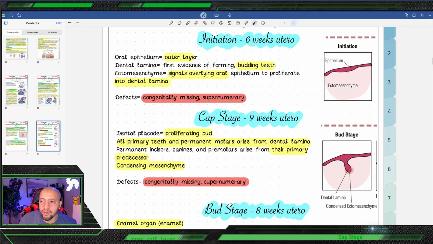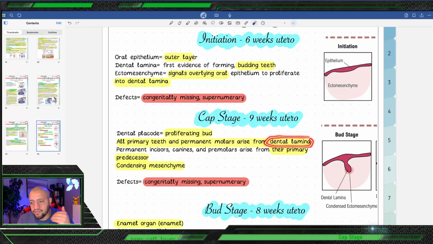In the cap stage, because of this proliferation happening here, it will end up as a cap. This happens at 9 weeks intrauterine. Dental placode, which is a proliferating bud. All primary teeth and permanent molars arise from the dental lamina. Permanent incisors, canines and premolars arise from their primary predecessors. So starting from 1 till 5, we have primary teeth, A, B, C, D, E, which will be replaced, and then the permanent ones come. But the primary teeth and permanent teeth all come from the dental lamina.